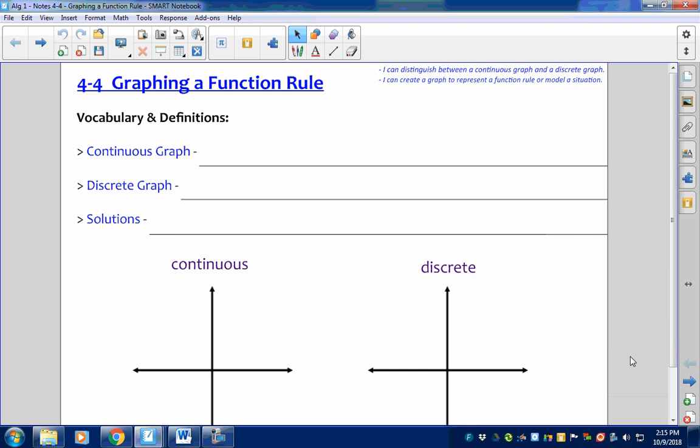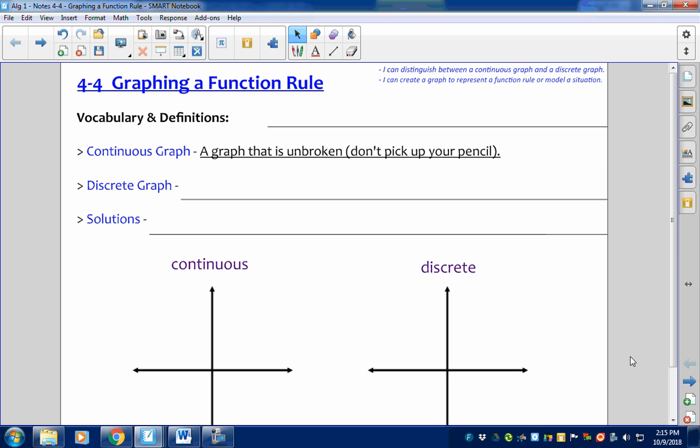Okay, so we're going to be doing XY tables. You may have heard them called T-tables to graph linear and nonlinear functions, both continuous, which a continuous graph is a graph that is unbroken.